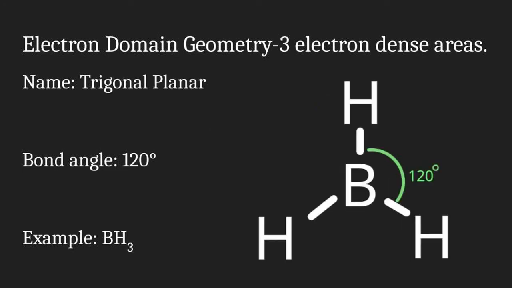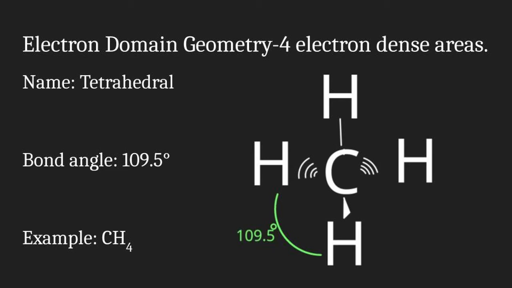Next is when we have three electron-dense areas. We call this electron domain geometry trigonal planar, and the bond angle between the atoms would be a 120-degree angle. An example of this is BH3. Here, boron is the central atom, and it has three bonds, and the angle made by the H-B-H is a 120-degree angle.